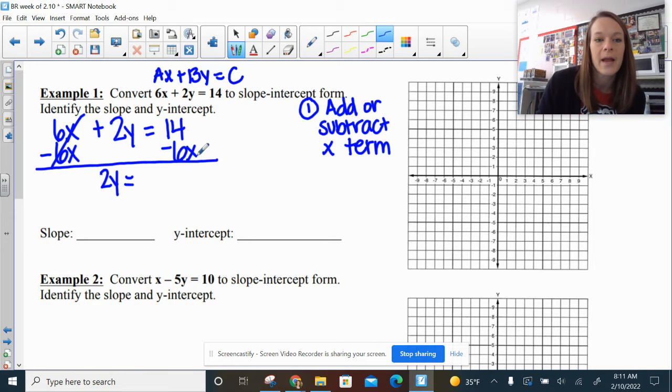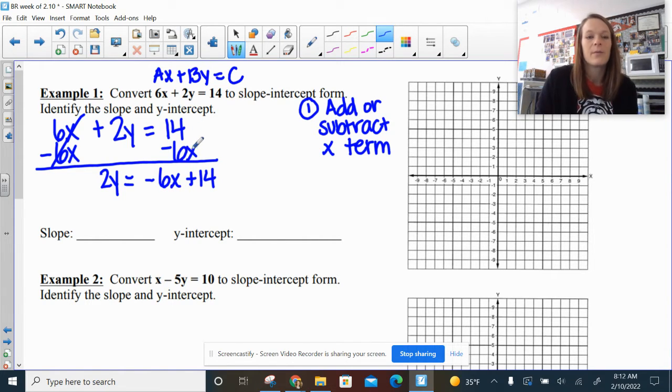Now, when you write this down, I want you to write your x term first. So I'm going to write negative 6x first. Then the 14, it's positive, so I'm going to bring it down behind it. Now, I cannot add these together, because this has an x and this does not. So this is what I have.